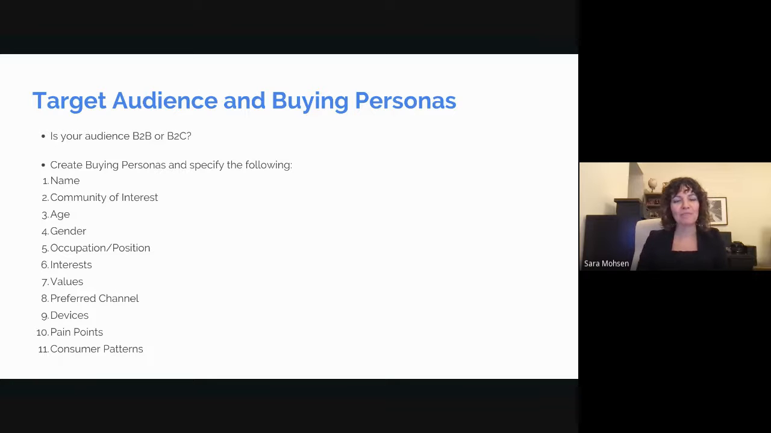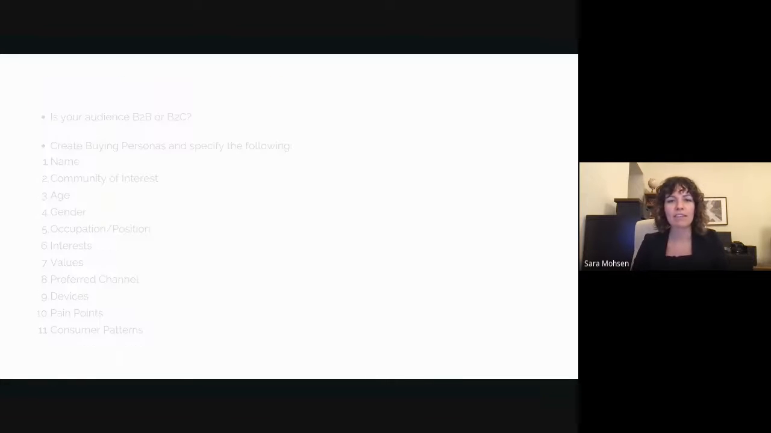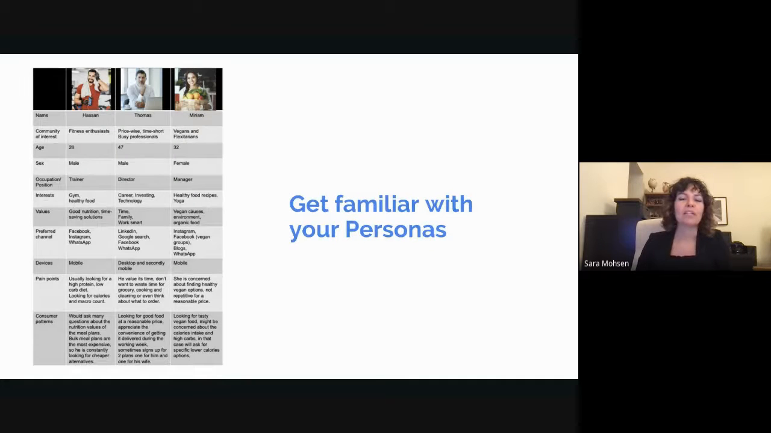Get to know it. So usually I include a name, a community of interest, age, gender, occupation, interests, values, preferred channel, devices, pain points, and consumer patterns. So these are 3 personas that I previously created for this meal plan.